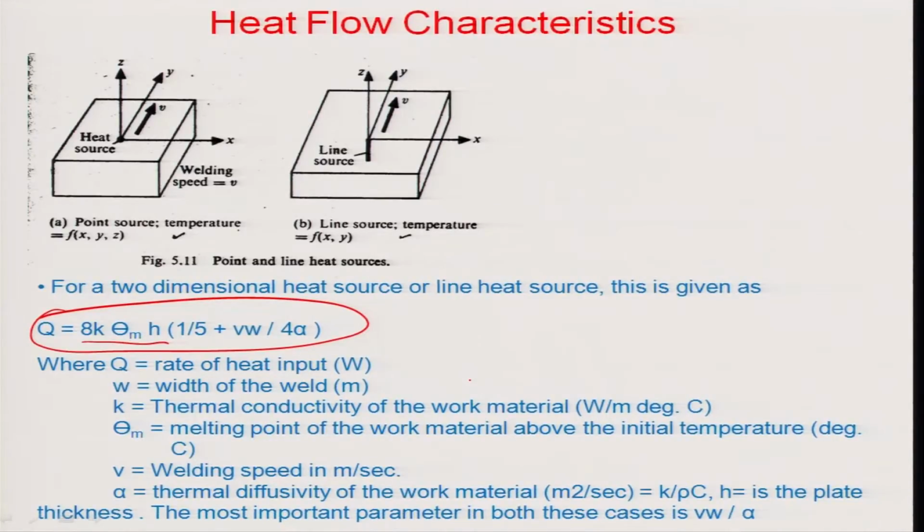by 4 alpha), where h is the additional plate thickness term which comes into picture, and other parameters remaining the same. Theta m is the melting point, k is the thermal conductivity of the work material, w is the width of the weld, and v is the velocity of the weldment, meaning thereby in this case the workpiece is moving with respect to this line source at a velocity v. Alpha is the thermal diffusivity. So, this is how you basically characterize the velocity of the weld.